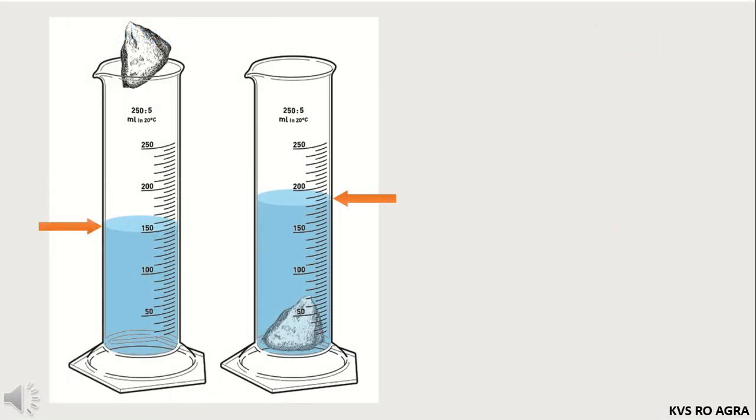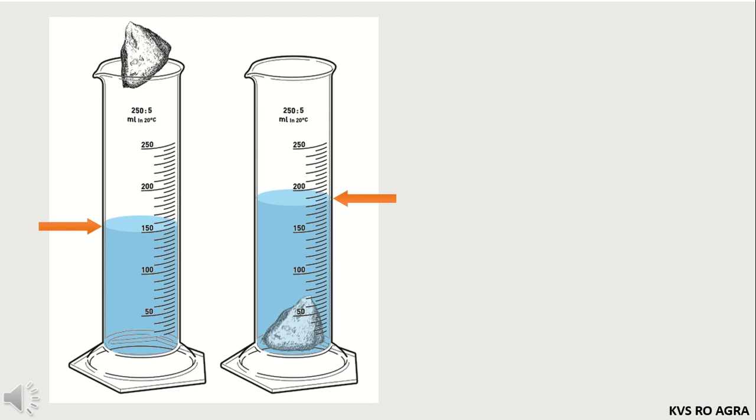Now we take another example. Here is a measuring vessel filled with water till 150 milliliter. See the mark. Now we put a stone inside the vessel. What happened? The water level rises. At what level did it rise? It rose up to the mark of 180 milliliter.